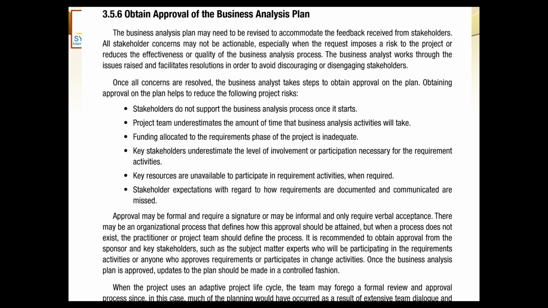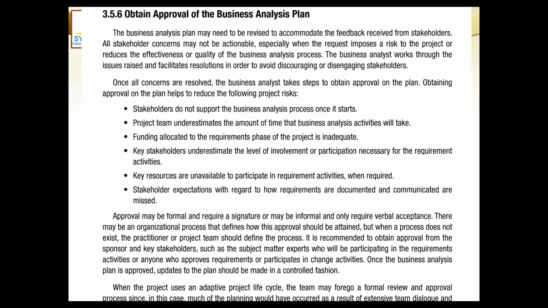After we have done that, we move on to obtaining the approval of the business analysis plan. We have put it up in front of the key stakeholders. They have agreed. Now we have whomsoever was responsible for approving this business analysis plan, we will get that approval from that person. The business analysis plan may need to be revised to accommodate the feedback received from the key stakeholders. All stakeholders' concerns may not be actionable, especially when the request imposes a risk to the project or reduces the effectiveness or quality of the business analysis process.